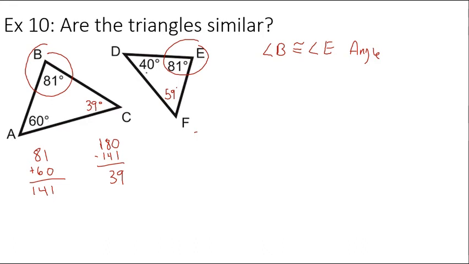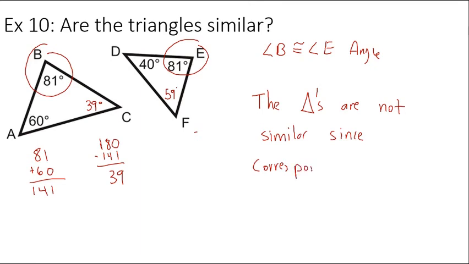So none of the other angles are congruent. So we say the triangles are not similar since corresponding angles are not congruent.